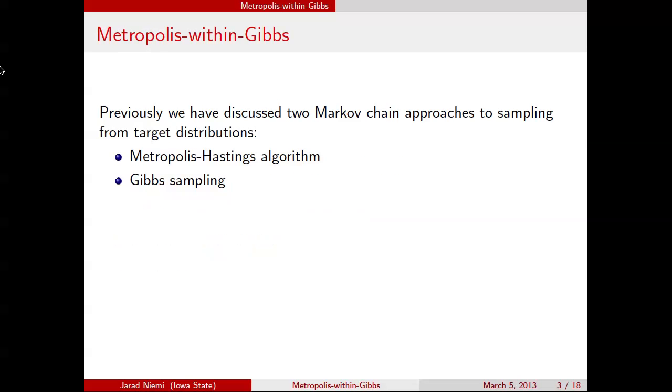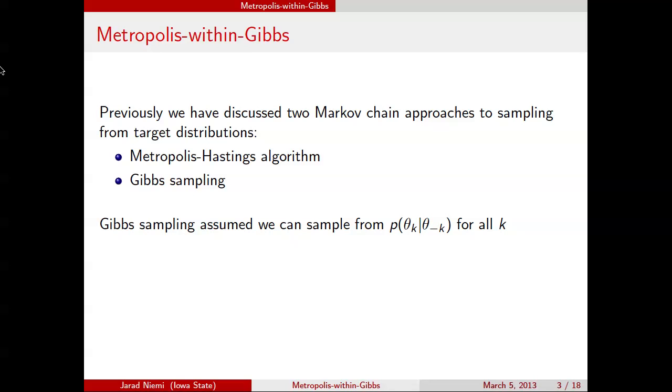Previously, there have been videos and you've read about the Metropolis-Hastings algorithm and the Gibbs sampling algorithm. They've been presented, at least initially, as two completely distinct approaches. They are both Markov chains, and it turns out that you can actually combine them into an analysis.